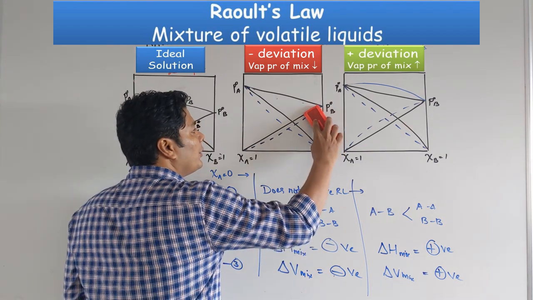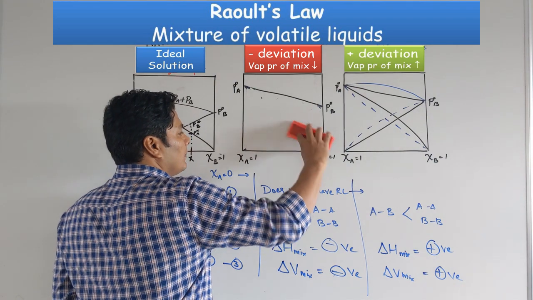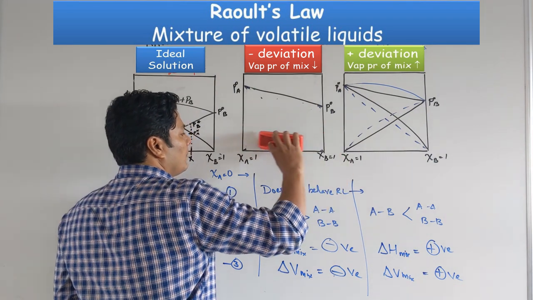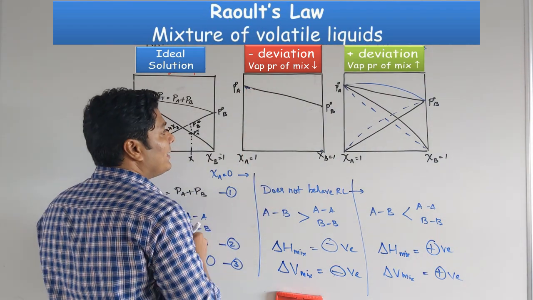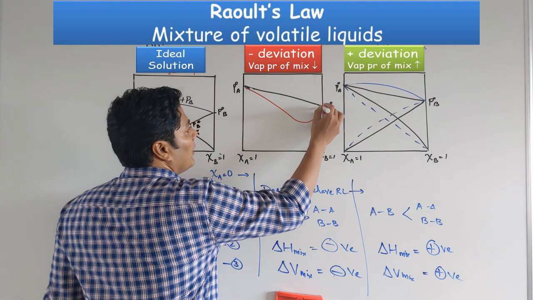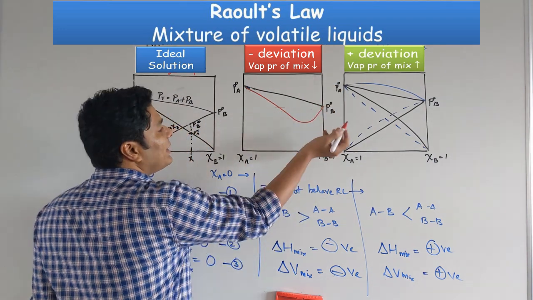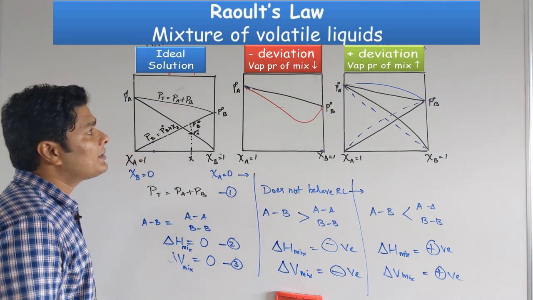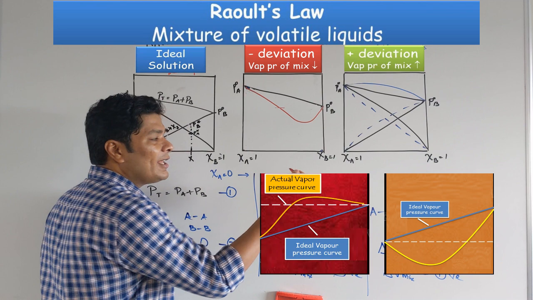For clarity, I am going to erase these as well. Okay, they interact strongly such that their mixture is actually, some part of it is outside the region. Okay, this is called azeotrope. These are also called constant boiling mixtures.